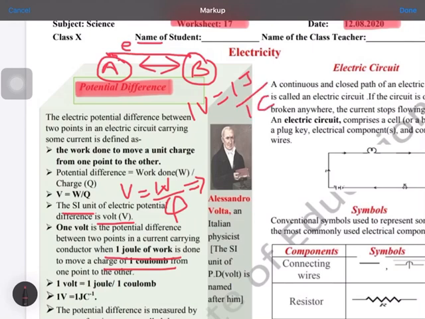upon 1 C. So this definition can be explained on the basis of this: 1 volt of potential difference between 2 points in a current carrying conductor when 1 joule of work is done in moving a charge, okay, of how much? 1 coulomb from point A to B, or from one point to another.